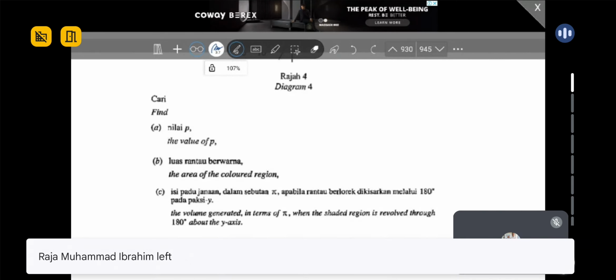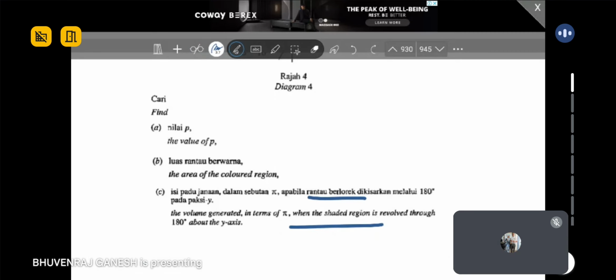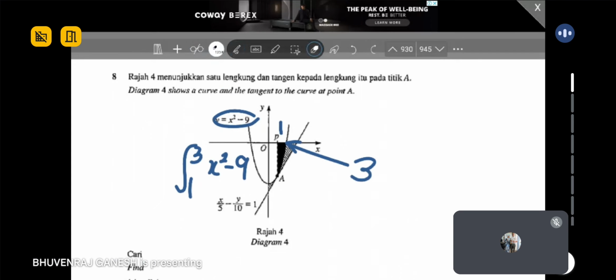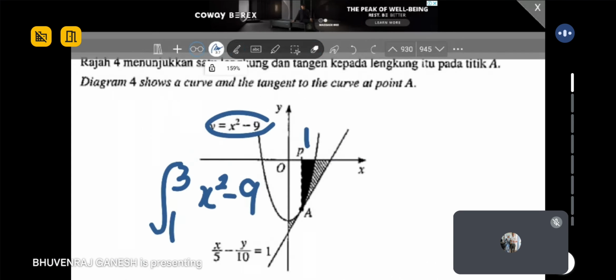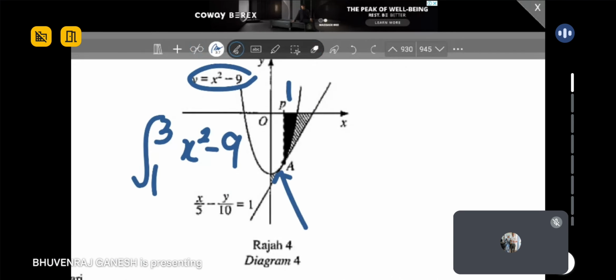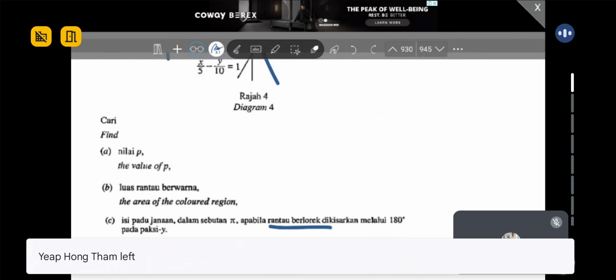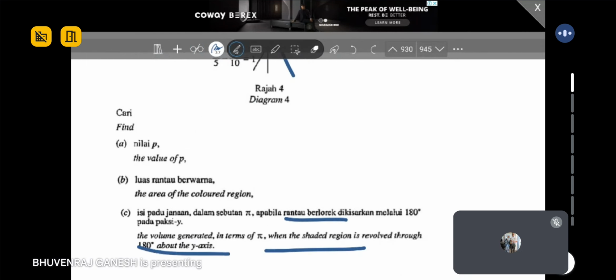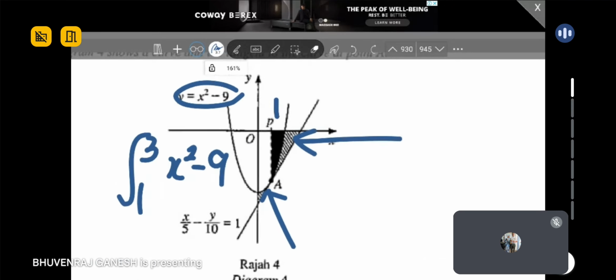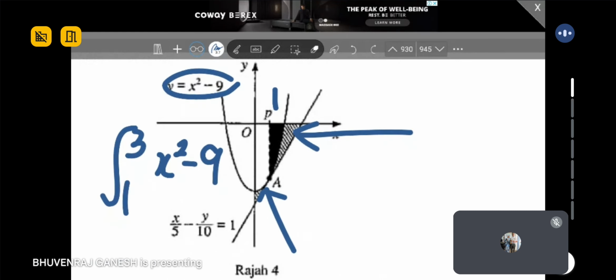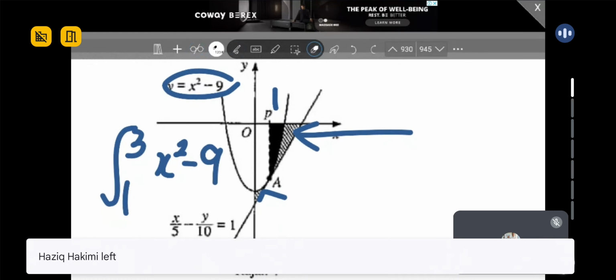Next one. They ask you, so this is the difference, guys. They say shaded region now. Rantau berlorek is the gray color one, this one and also this one. These two. So they ask you the volume, 180 degrees on the y-axis, 180 darjah paksi y. So how do we do this, guys? Of course, you must find your values first. Kena cari nilai dulu.